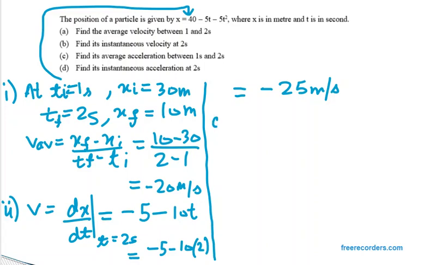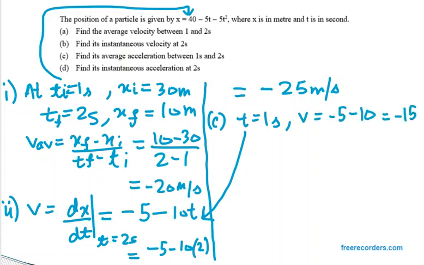Now let us come to the third part, that is part C. We need to again find the average acceleration between 1 second and 2 seconds. So at t equal to 1 second, we need to put the value of t in the velocity, because now we are finding average acceleration, and average acceleration is actually change in velocity over time taken. So when t is 1, it will be minus 5 minus 10, it will be minus 15 meter per second. Okay, when t is 2 seconds, my v will be minus 25.